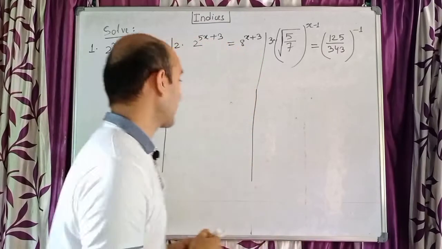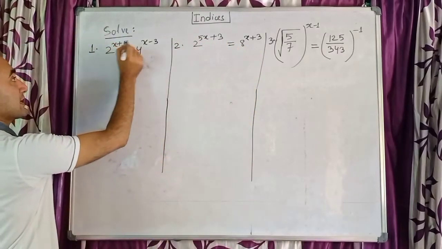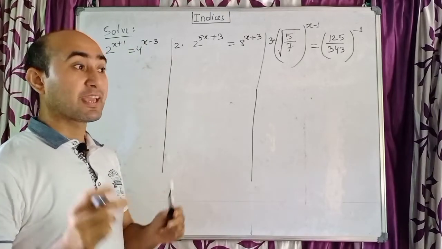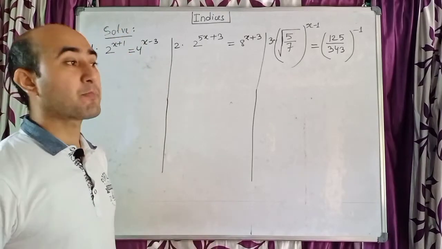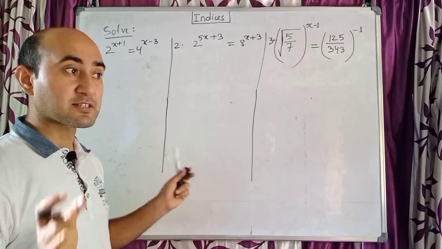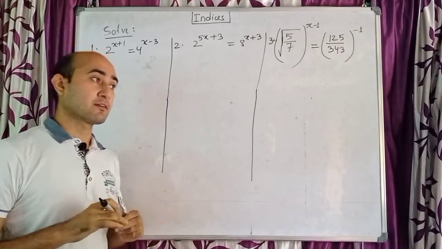So in this question you can see the unknown variable is x, and x is in the form of power. So x is not in the base, it is in the power. So that means there is some technique in this question. So what is the technique? I am going to explain regarding that.